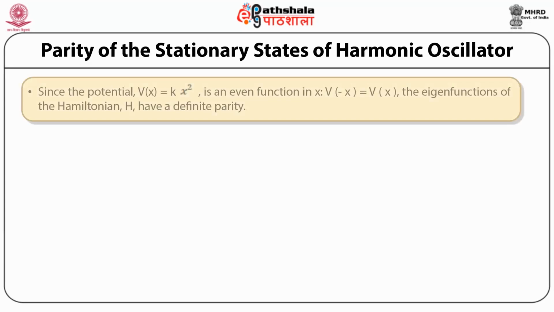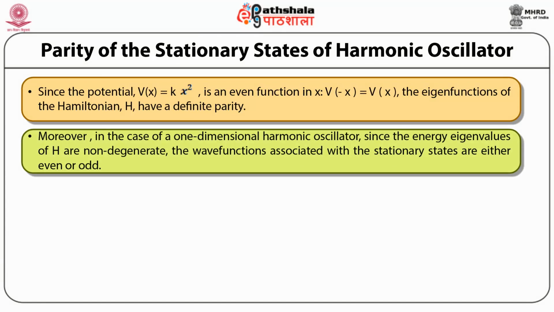Third point. Since the potential V of x equal to kx square is an even function in x, we have V of minus x equal to V of x. Thus, the eigenfunctions of the Hamiltonian H have a definite parity. Moreover, in the case of a one-dimensional harmonic oscillator, since the energy eigenvalues of H are non-degenerate, the wave functions associated with the stationary states are either even or odd.